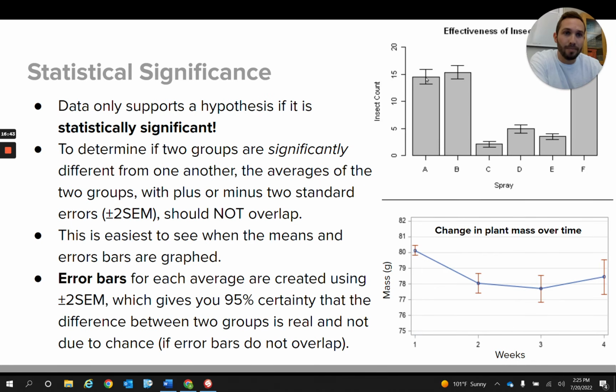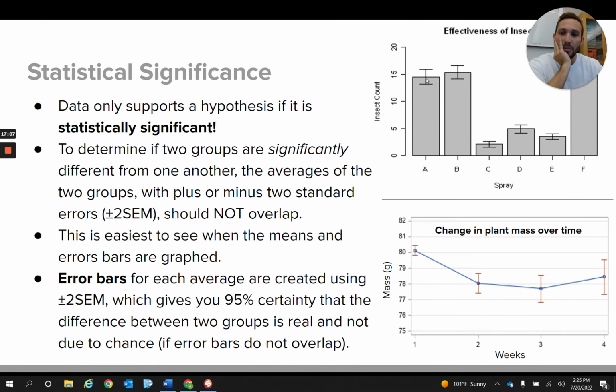So the error bar, in this class at least, you will always create the error bar by doing plus 2 standard errors and minus 2 standard errors, which again, I promise this will make a lot more sense when we do an example in a moment. But that's what this graph is doing or showing you. It's showing you the average with plus or minus 2 standard errors. That's what this error bar is.